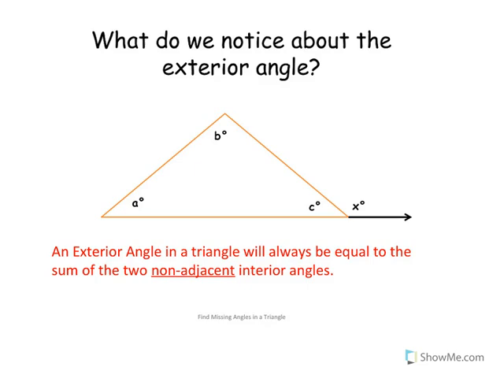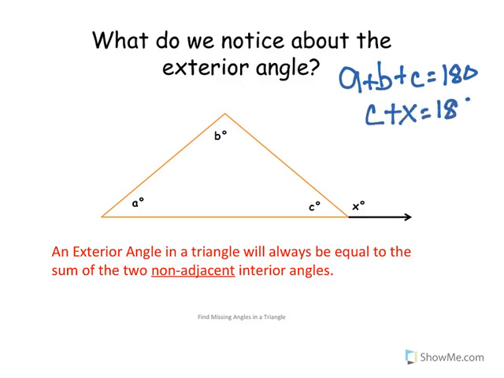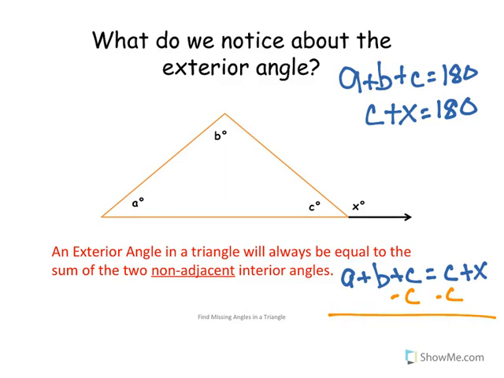Right, so we're going to say that A plus B plus C is 180, right? We know that because they're interior angles in a triangle. But I also know that C plus X is equal to 180, right? Because that's a straight angle. So if both of these things are equal to 180, I could say that A plus B plus C is equal to C plus X. So what do I notice? Well, if I subtract C on both sides, it leaves me with A plus B is equal to X.